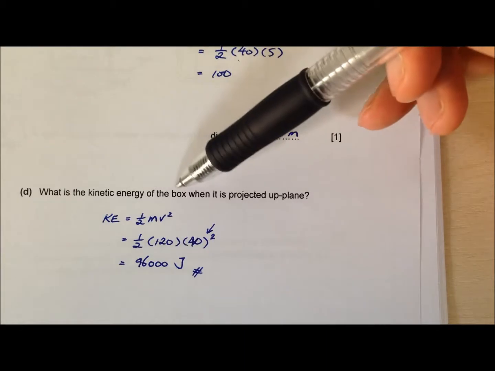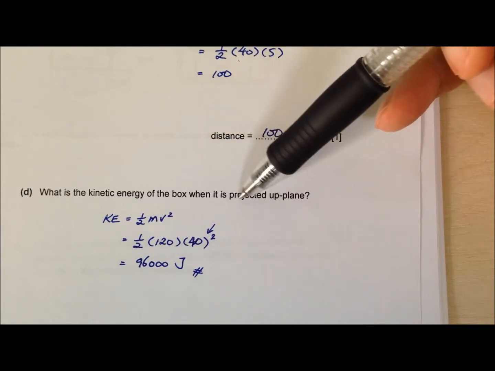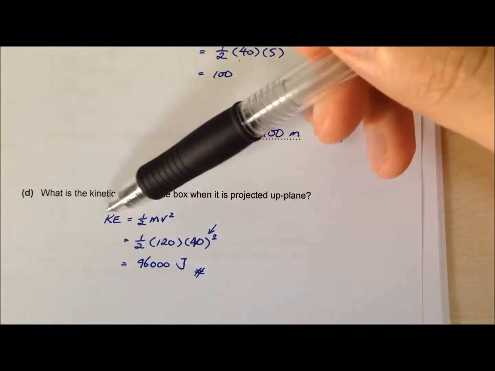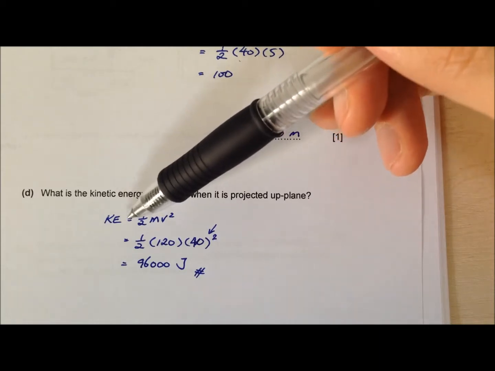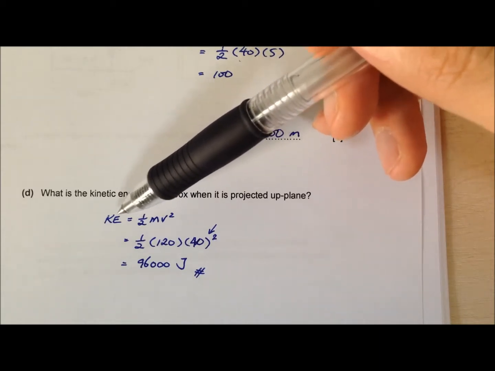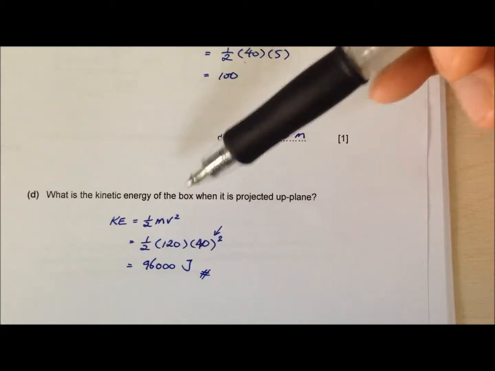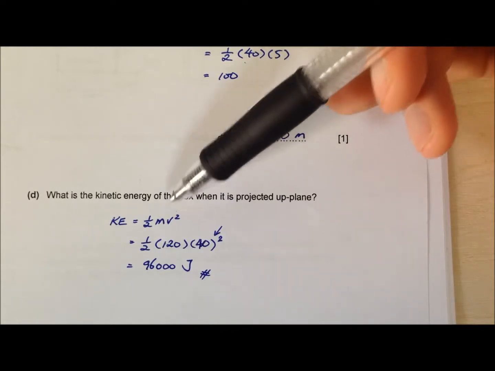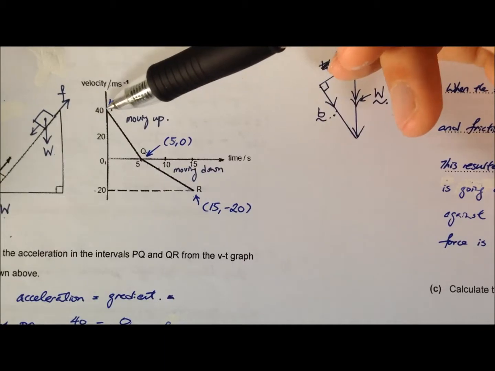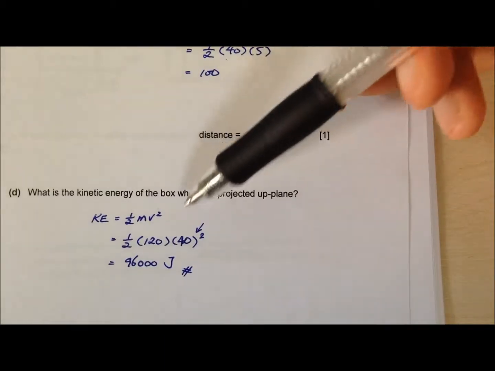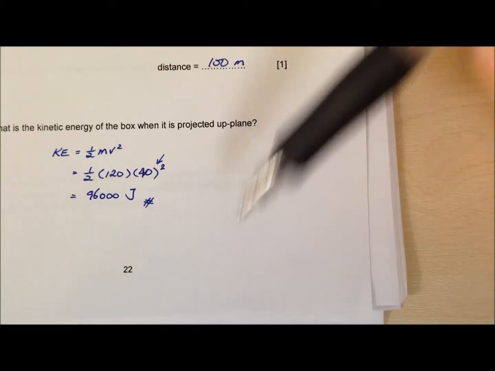Okay, what is the kinetic energy of the box when it is projected up the plane? So use the correct formula and state it. Always state the formula first. So K equals half mv squared. What is this v? This v is the initial velocity. So if you look at the graph, the initial velocity is 40. So go and put 40 in, you get the correct value, 96,000 joules.